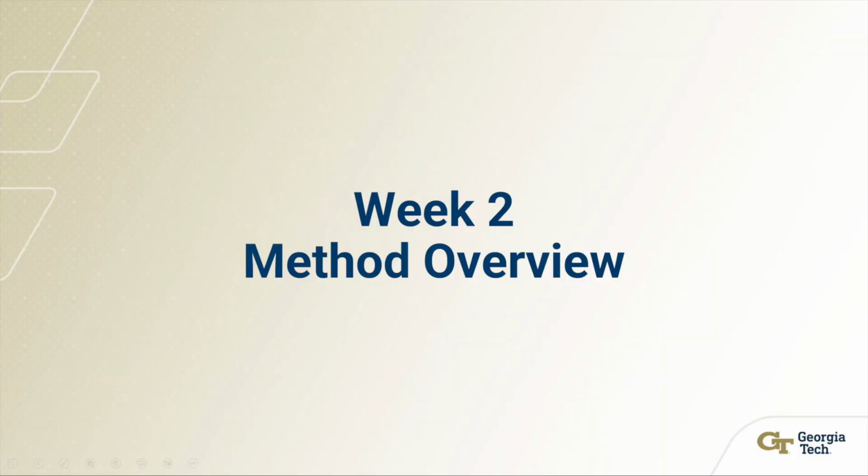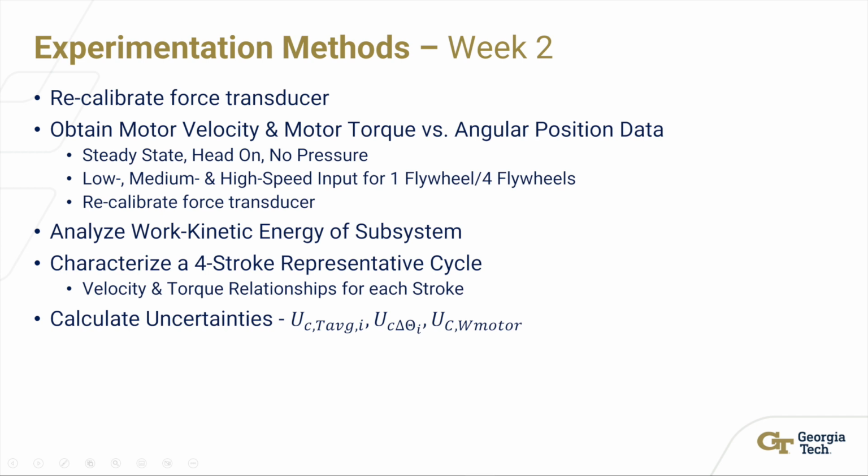Now we will present a detailed overview of week 2 experimental methods. In an effort to assess the work of air during each stroke, the same velocity and motor torque analysis will be conducted for low, medium, and high speeds with the engine head on. The force transducer has also been recalibrated at this stage. A work kinetic energy analysis has been conducted and updated to include work due to compression and expansion. A 4-stroke representative cycle has also been characterized by averaging across multiple cycles. Uncertainty values for torque measurement, angular displacement, and work done by the motor will be determined.